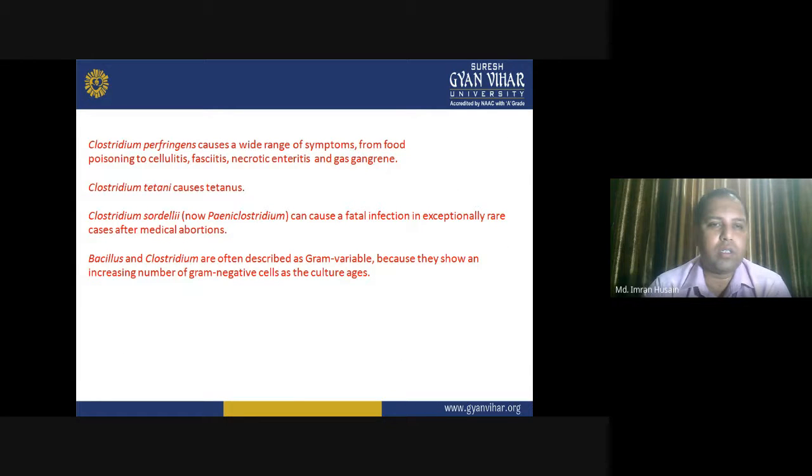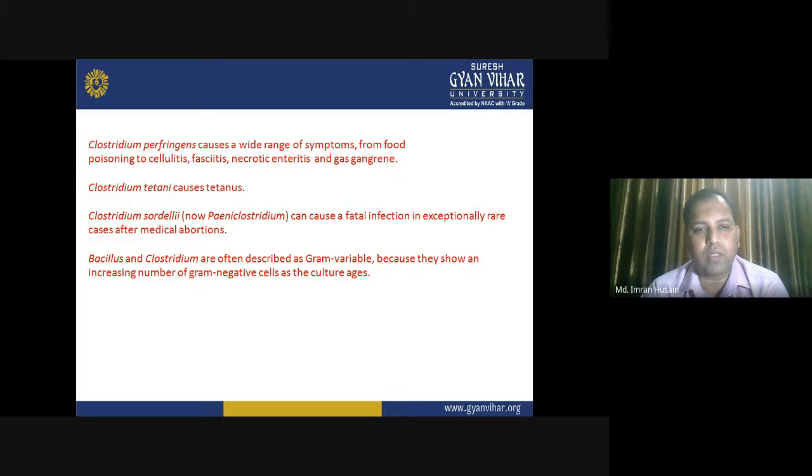So, Clostridium perfringens causes a wide range of symptoms from food poisoning to cellulitis, fasciitis, necrotic enteritis, and gas gangrene. Clostridium tetani causes tetanus, and Clostridium sordellii can cause a fatal infection in exceptionally rare cases after medical abortion.